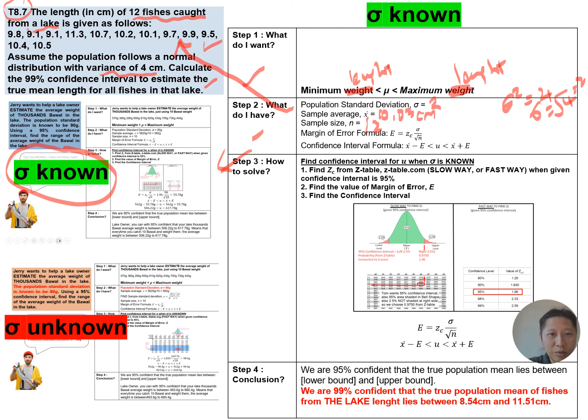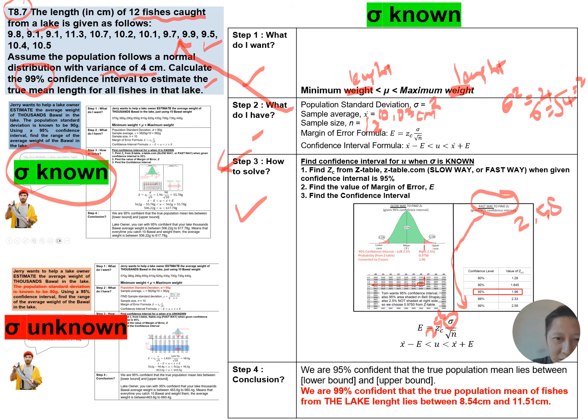Then we want to solve our problem. Find our ZC first. For this problem, 99% confidence interval. Use the fast way, that is the confidence level table here. Find what is 99%. So 99% will be the last row here, 2.58. Means that ZC we have already, 2.58.